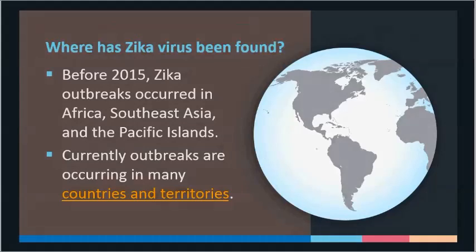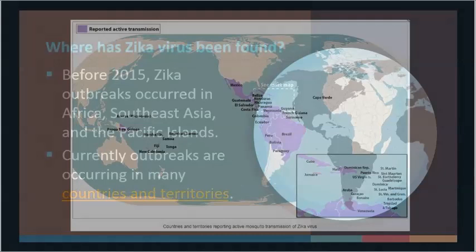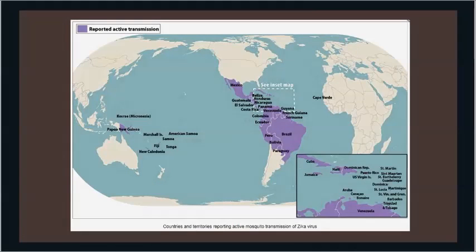So where is it now found? Before last year, it had mainly occurred in Africa, Southeast Asia, and the Pacific Islands. But currently, it affects many regions and territories, most recently in the Americas. This map shows the region in the Americas which is now impacted: essentially all of Mexico, Central America, the northern parts of South America, and all of the Caribbean. Even though some islands in the Caribbean may not yet report it, if it follows the trend with chikungunya, we expect that everywhere in this region will be impacted, especially as we get to the warmer months of the year.